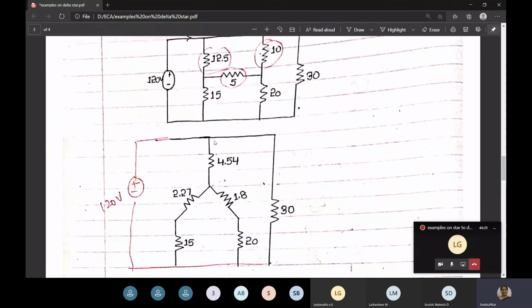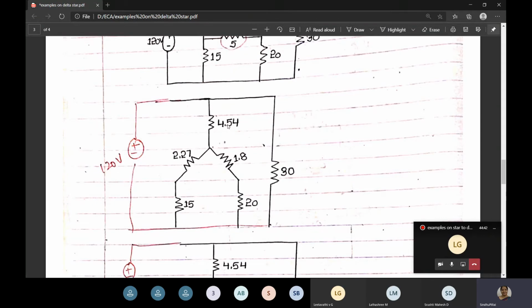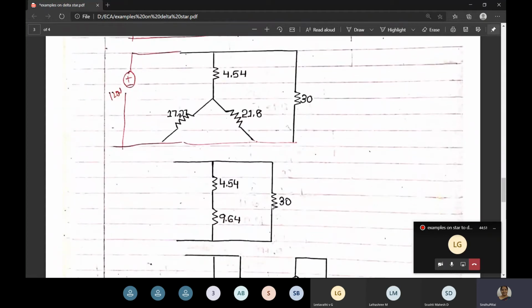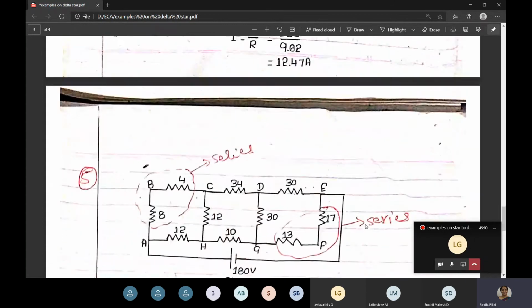Once again I'll show you: the delta, that is 12.5, 5 and 10, is reduced to star. Series connections are checked. After adding them, they are parallel to each other. That answer is in series with 4.54, which is in parallel to 30. I think you understood the flow of this network. It completely got reduced to one single resistor, that is 9.62. So the main current is voltage divided by resistance. So this is one way.